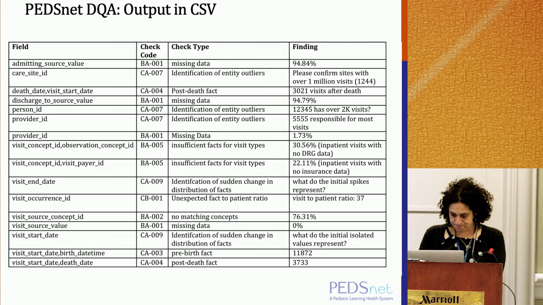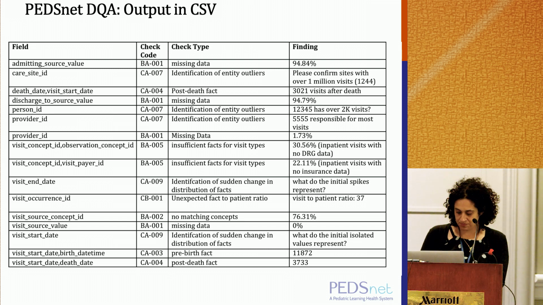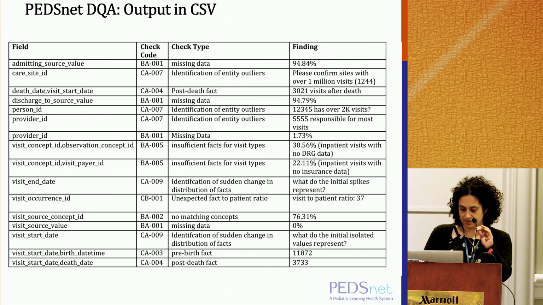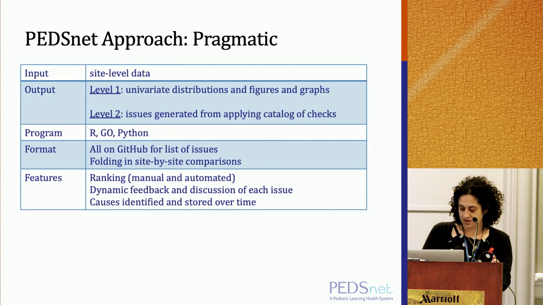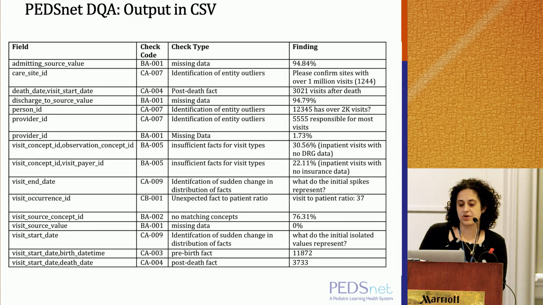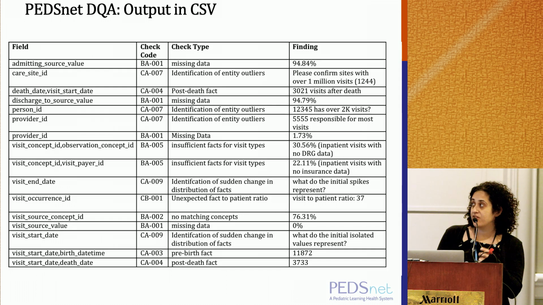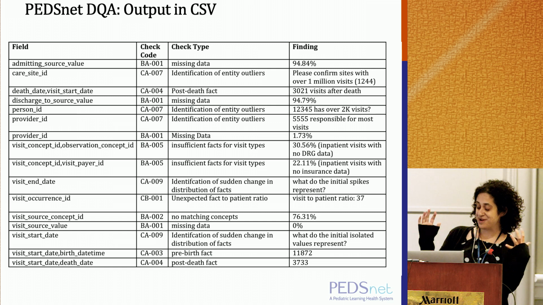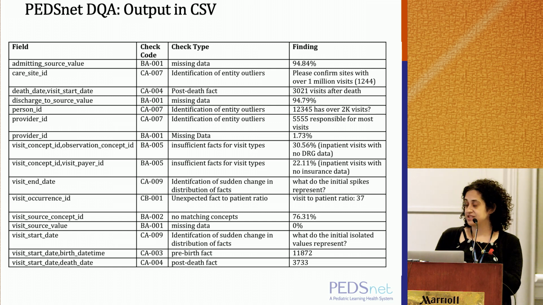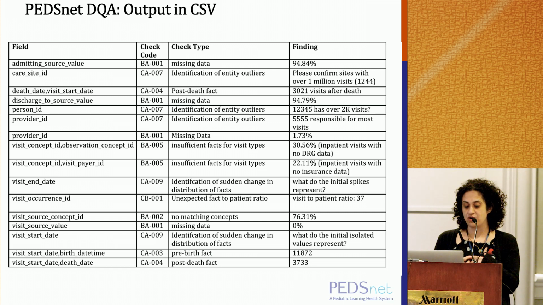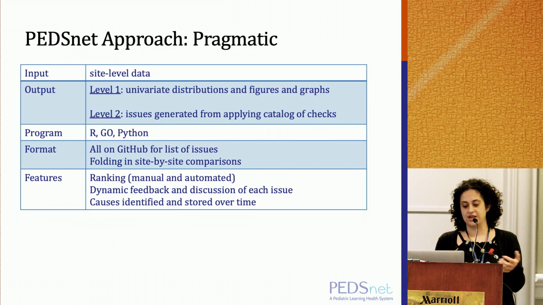Going back to this, based on the Michael Kahn framework, we've categorized our checks into the following. For conformance, we have the value set violation, invalid concept identifier, inconsistencies between primary key and the source value field, et cetera.